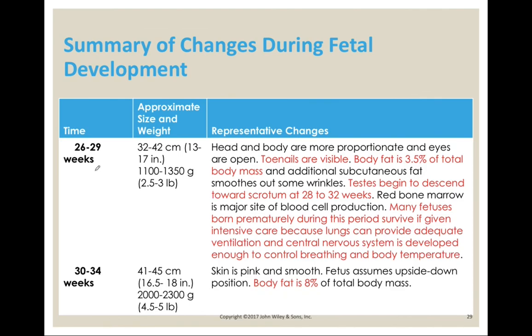Here you can see that between weeks 26 and 29, because the lungs can provide adequate ventilation and the central nervous system is developed, this allows the baby to control its own breathing and also to control its own body temperature. These are very vital things that a fetus is going to need to survive outside of the womb. Also during this period, we're going to see the toenails showing up as well as the fingernails. There's going to start to be a deposition of body fat on the fetus, and this is also the stage where the testes begin to descend.